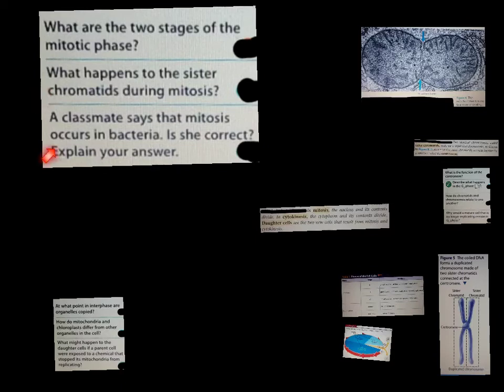You're picking one of these 3 questions, writing it in your science journal, and answering it, please. What are the 2 stages of mitotic phase? What are the 2 phases of the mitotic phase? The next one, what happens to the sister chromatids during mitosis? And the third one, a classmate says that mitosis occurs in bacteria. Is she correct? Explain your answer. So you're picking one of these 3 questions, please, and writing it in your science journal and answering it.